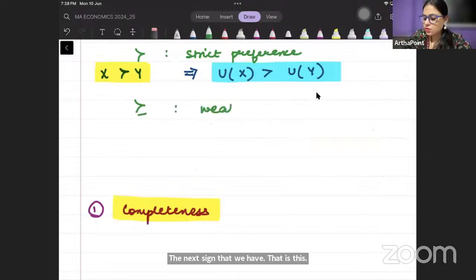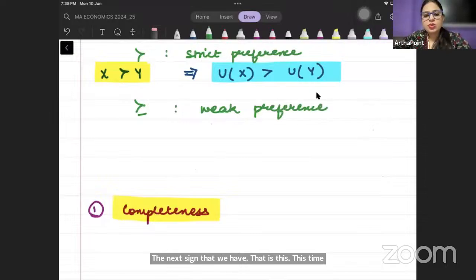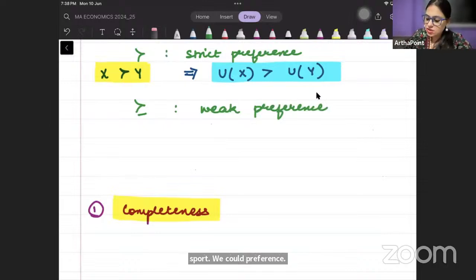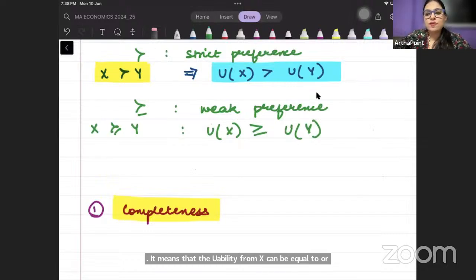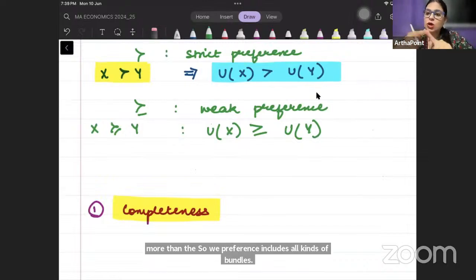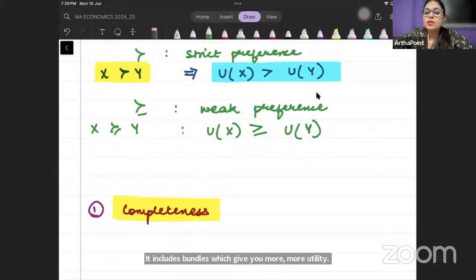The next sign that we have is this. This stands for weak preference. When we say X is weakly preferred over Y, it means that the utility from X can be equal to or more than the utility from Y. So weak preference includes all kinds of bundles. It includes bundles which give you more utility, but it also includes bundles which give you the same level of utility.